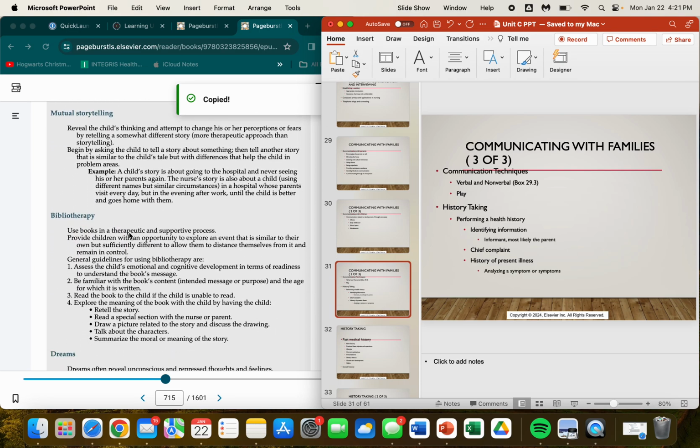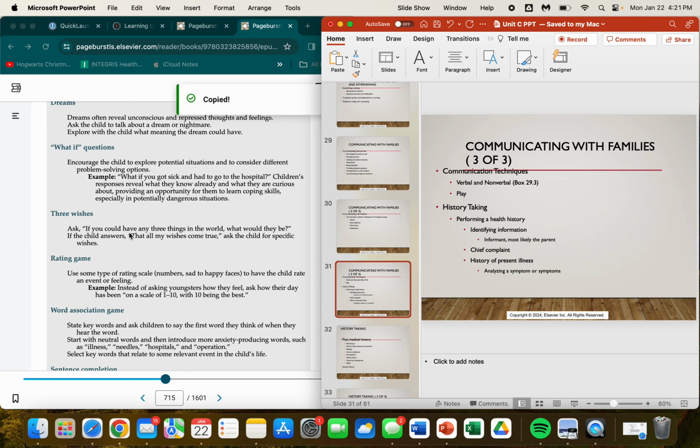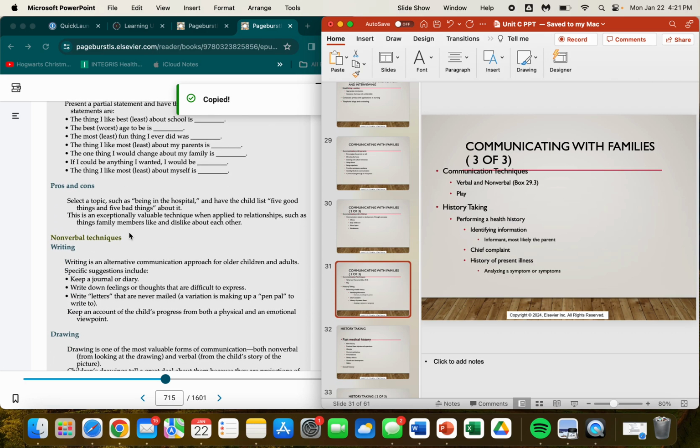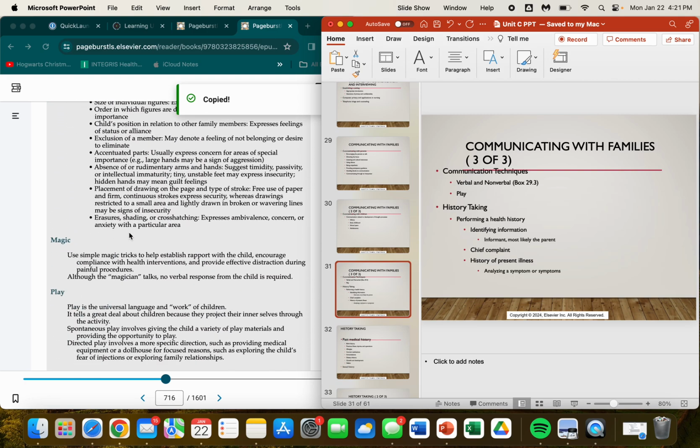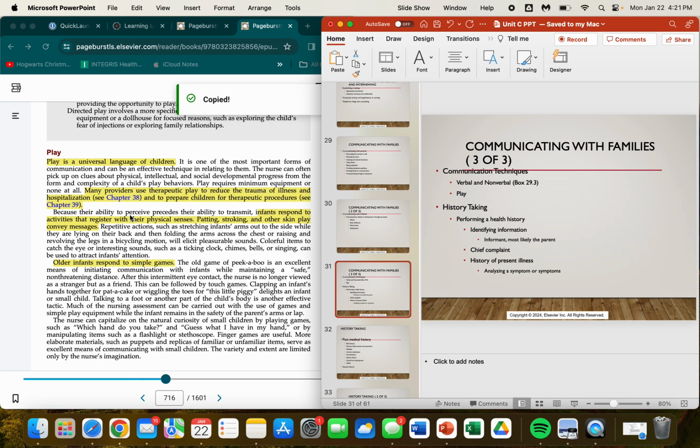Storytelling, play, what-if questions, all of those things are different ways we could engage with kids to get information out of them. And then your book talks a little bit more about play. Play is a universal language of children. We can use therapeutic play to reduce the trauma or the scariness of whatever it is that we're going to do, or the fact that they may have to be in the hospital.